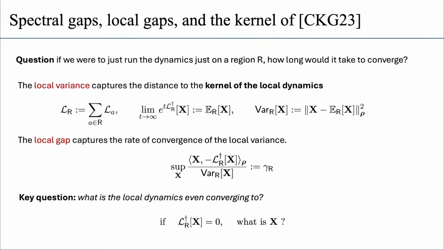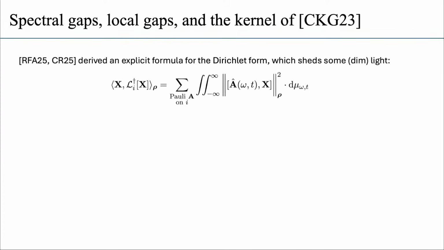Good. So the following formula will be a little scary, but it conveys some meaning, and we'll try to unpack it in the next few words. Rouzet and Anthony derived an explicit formula for this local Dirichlet form, which sheds some light on what these fixed points are. What this formula is capturing is, you run the dynamics on a single qubit I, and you look at the Dirichlet form, the time derivative of x under this local update. It looks like this very weird integral expression with some integral over frequency and time of these time-evolved operators, or the commutators of time-evolved operators.